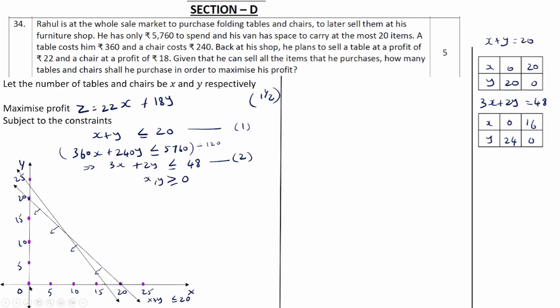Again, if we substitute the coordinates of the origin and check, we have 0 + 0, which is less than 48. So the origin lies in the region corresponding to this inequality. So we have 3x + 2y ≤ 48. It is this part.